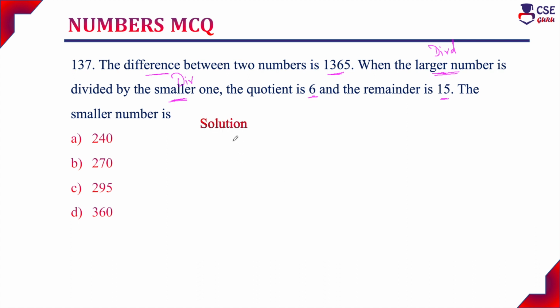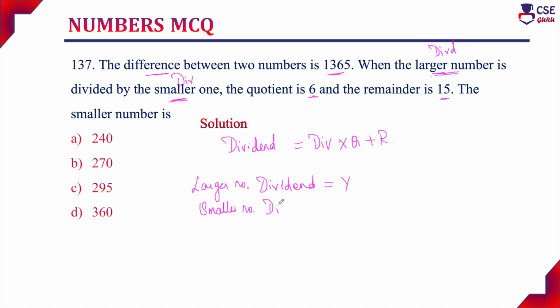So the same formula we have to implement. Dividend is equal to divisor into quotient plus remainder. And here, the thing we have to consider is the larger number. So the larger number is nothing but the dividend. Okay. So the larger number, the dividend, we will consider as Y. And the smaller number is nothing but the divisor. So the divisor we will consider here as X.